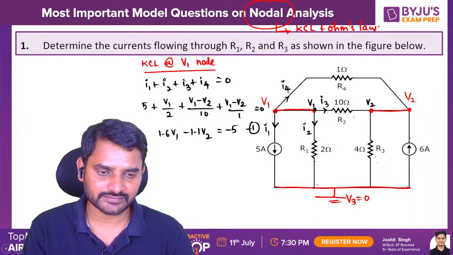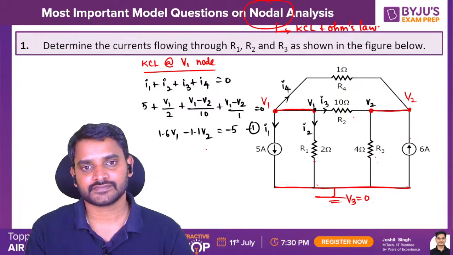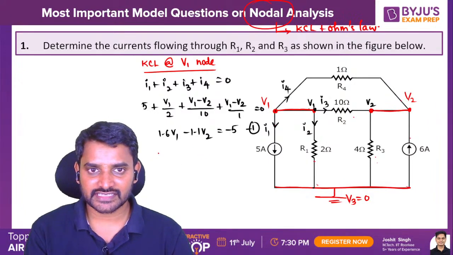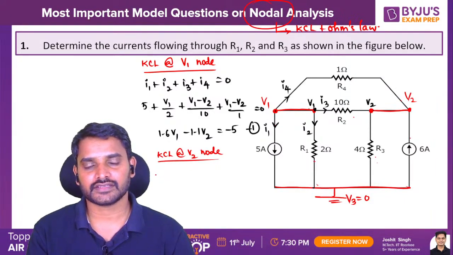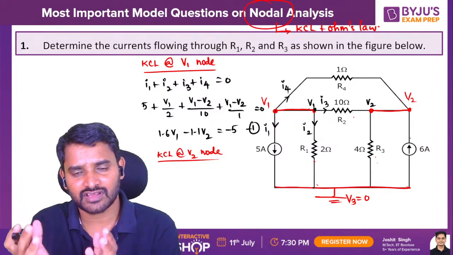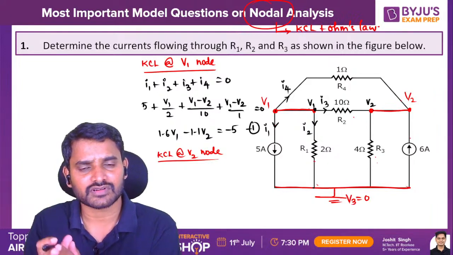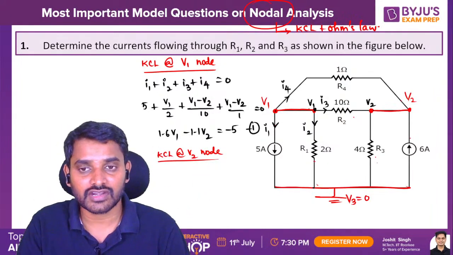Everybody got this equation? Similarly, you can write KCL at the V2 node. Remember, whenever you are writing a KCL equation at any particular node, that is independent of other equations. Okay, not dependent.